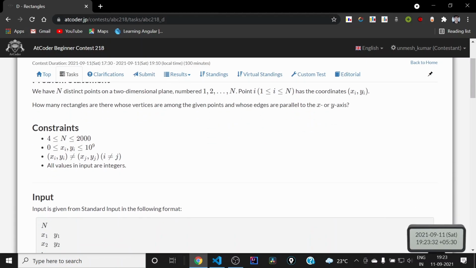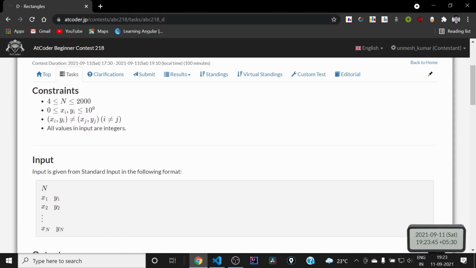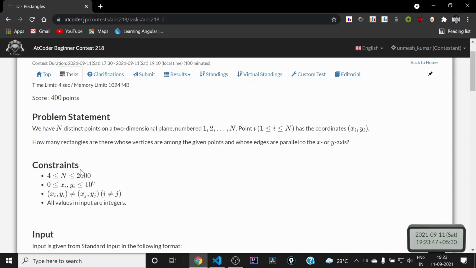The constraints are that n is less than or equal to 2000, and the coordinates range from 0 to 10 to the power 9, and these points are distinct. We can see that a naive approach, in which we consider all combinations of four points to check whether they form a rectangle or not, will give us TLE. So we need to optimize the solution.